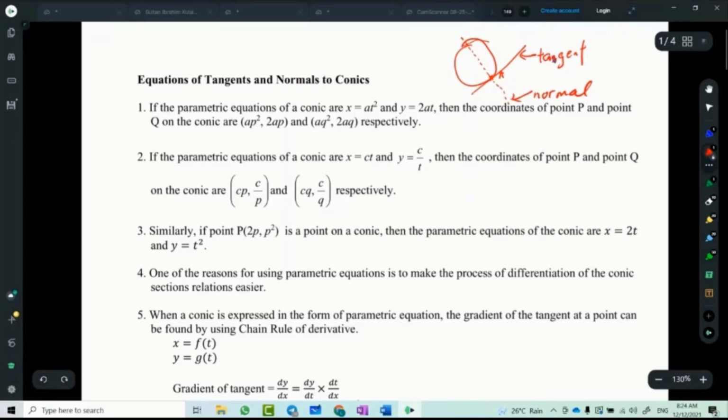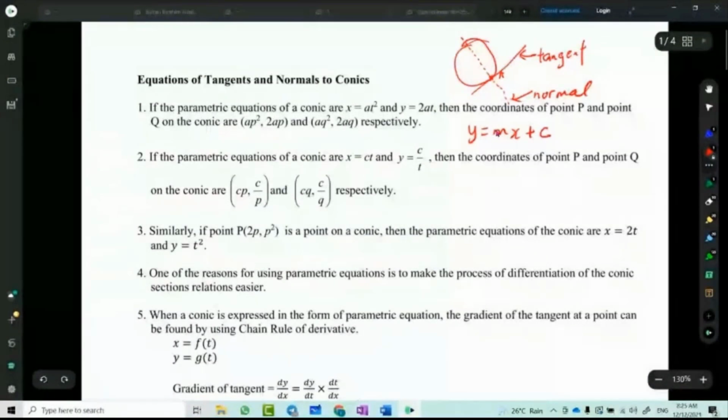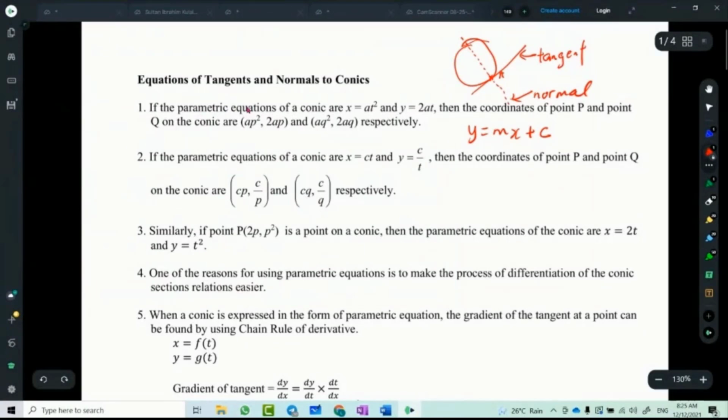So tangent and normal, they are straight line. So straight line, the equation must be dalam bentuk y equals mx plus c. So if the question want to ask the equation of tangent, equation of normal, you must have the gradient. So now we are going to use the parametric equation to find the gradient dulu.